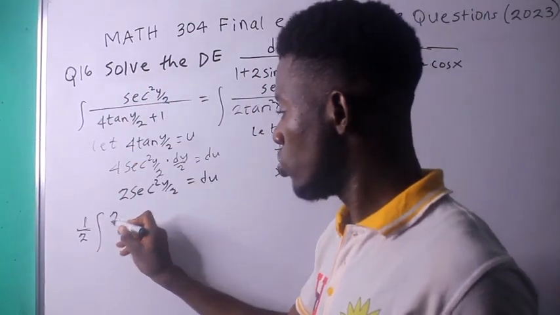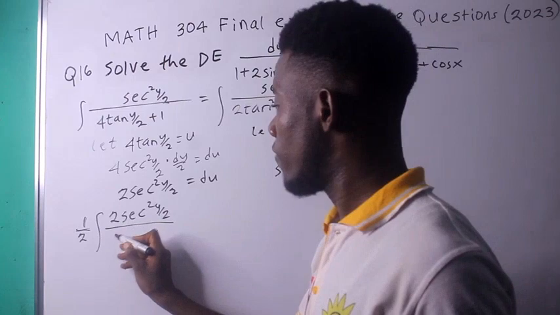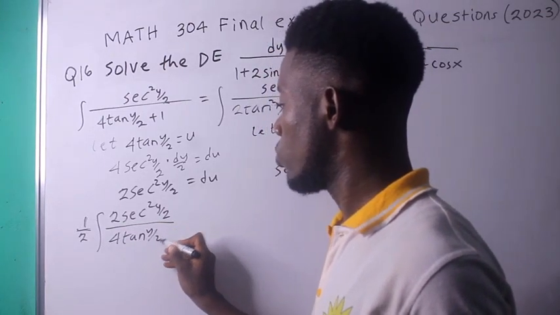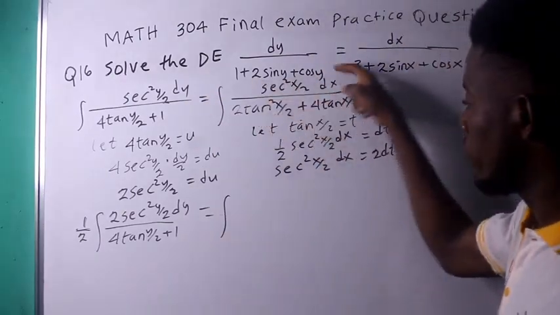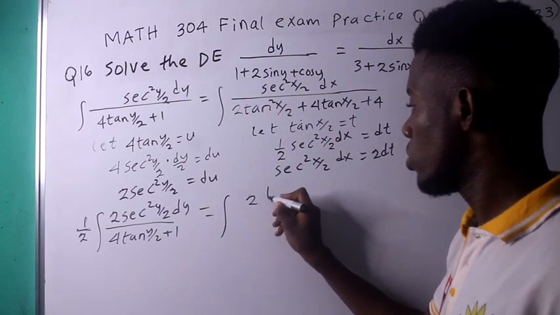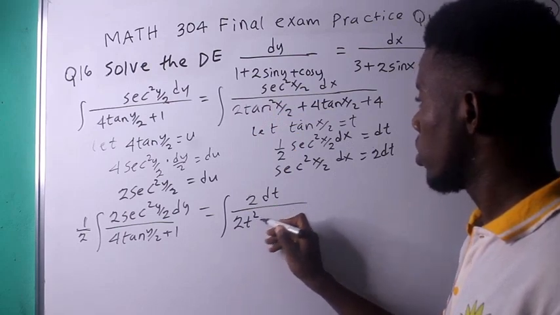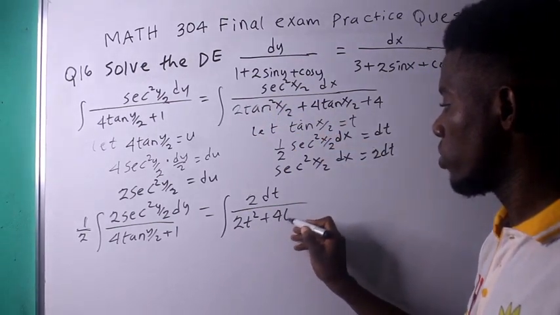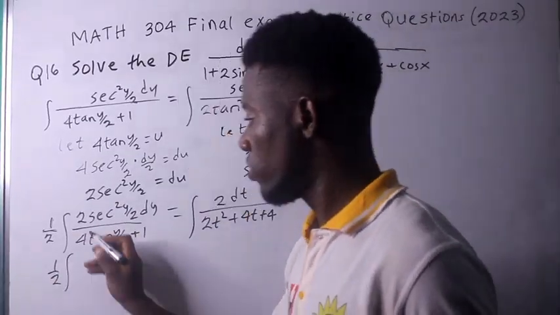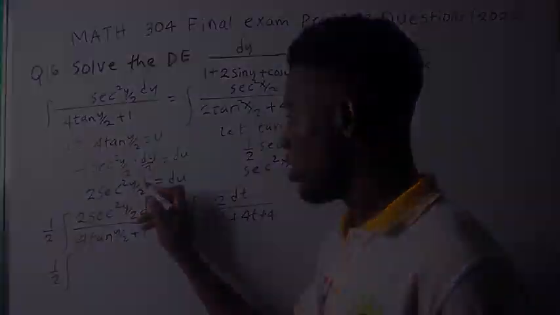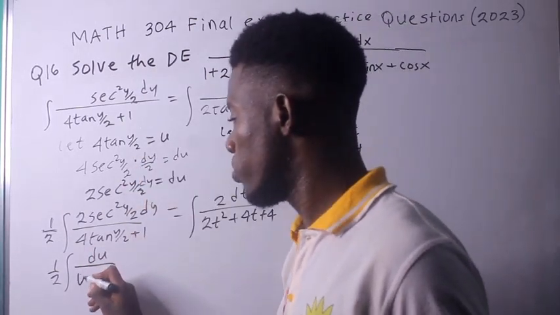So if I put a 2 secant square y over 2 here, and then I divide this by 4 tangent of y over 2 plus 1, this is going to equal. So secant square x over 2 dx is 2 dt. So it's 2 dt all divided by 2t square plus 4t plus 4. And I'm going to replace now. I'm going to have half the integral of 2 secant square y over 2 dy, which is du. So this is du all over 4 tangent y over 2, which is just u, so this is u plus 1.